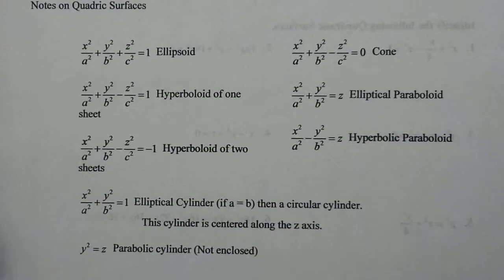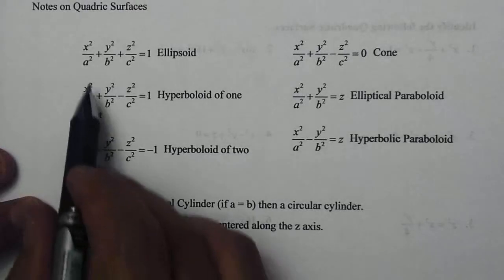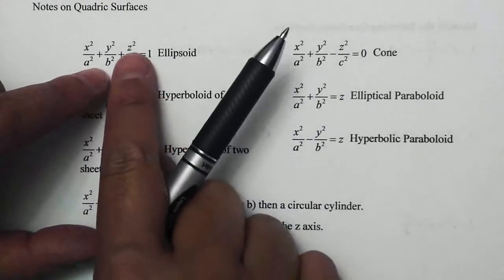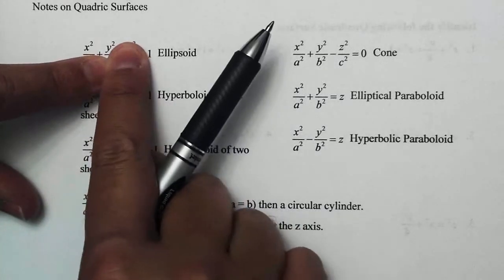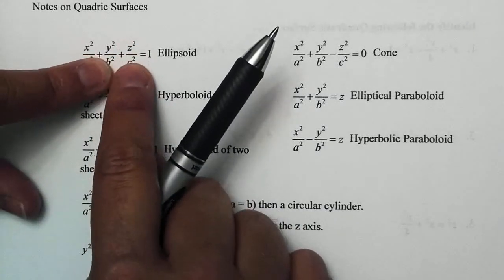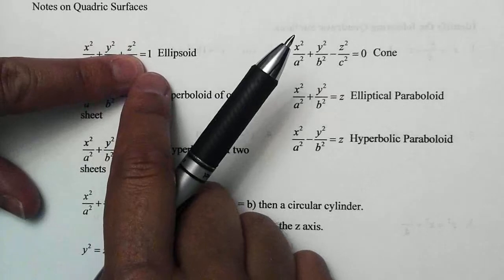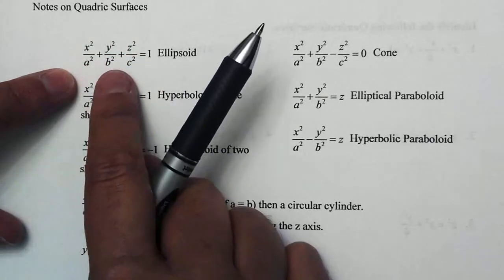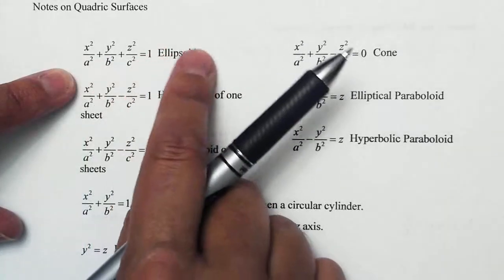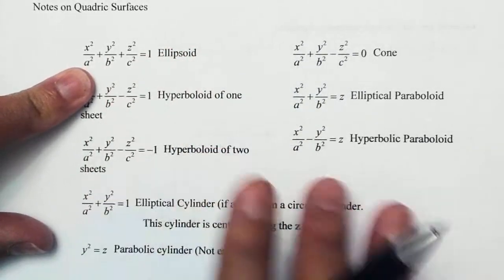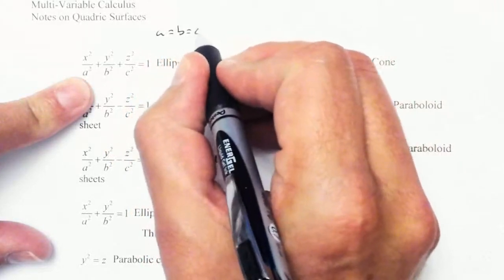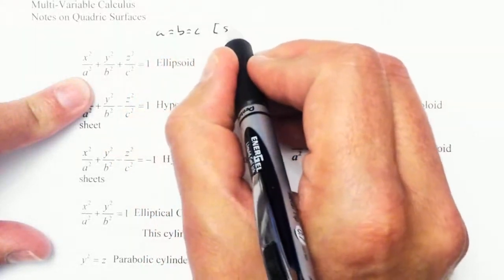So the first one we're going to take a look at is an ellipsoid. And if you notice, it almost looks like the equation of a circle. Like if I had a circle, x squared plus y squared equals r squared. But now I'm adding this z squared right there. And we're dividing by this a, b, and c. Matter of fact, so this is called an ellipsoid. Now, if a, b, and c were all equal to each other, like if a equaled b equaled c, then this would be a sphere.